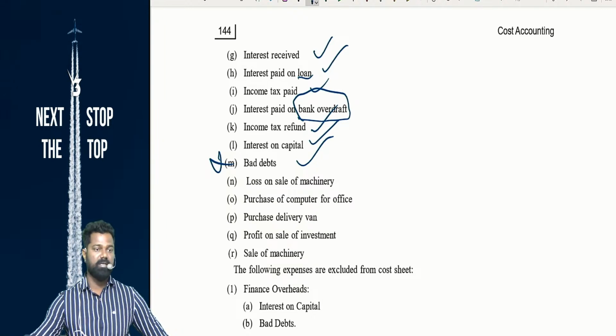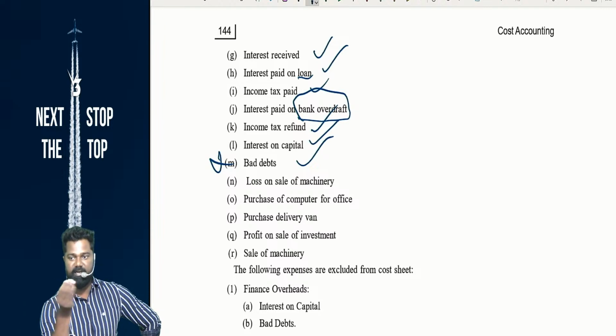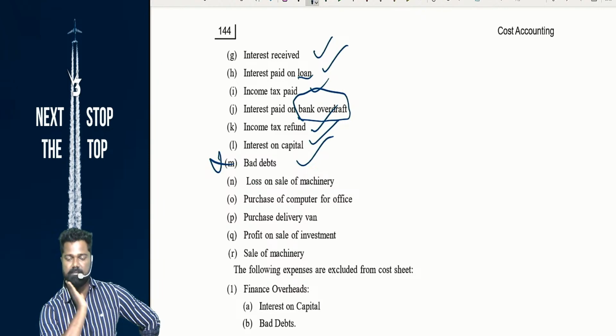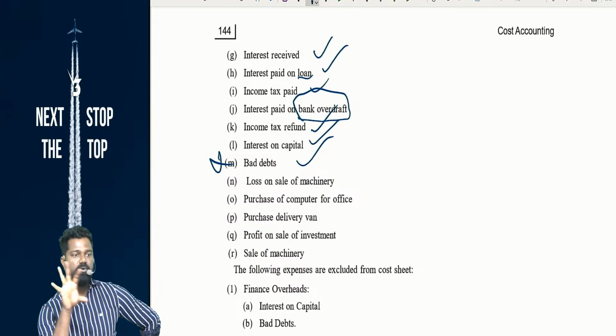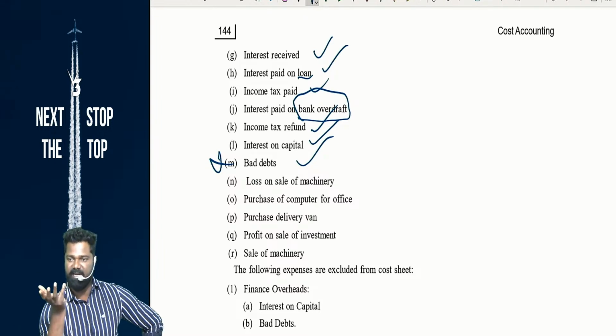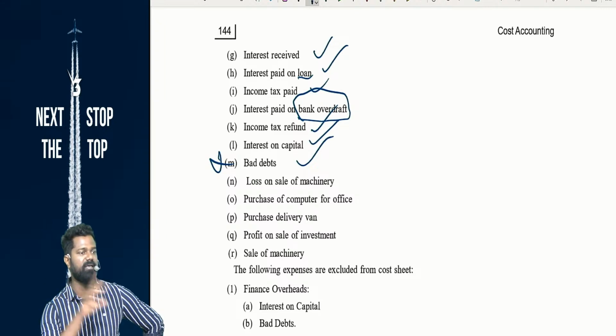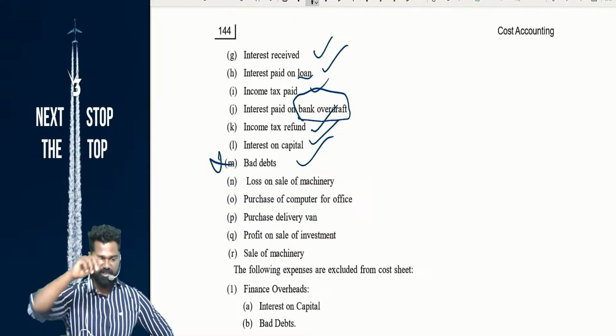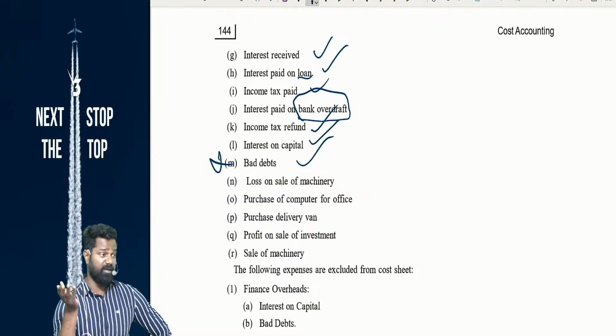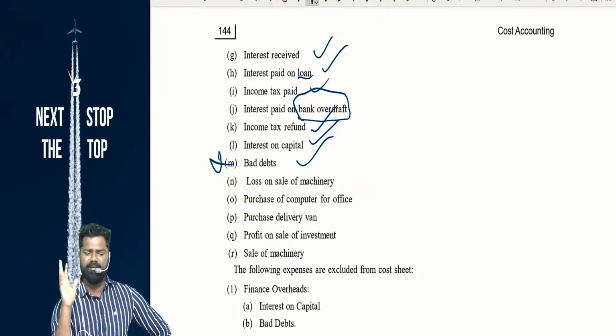Any appropriating items, like goodwill written off, preliminary expenses written off, or general amortization, meaning transferring to reserves. Clear? All those items are to be ignored. The logic always goes like this. See, are they in any way related to your operations? If any activity has no relation with your production activity, ignore. If it does not relate to operating activity, then it should be ignored. Are you all there with me? Clear? Profit on sale of machinery, loss on sale of machinery, all these items are to be ignored.